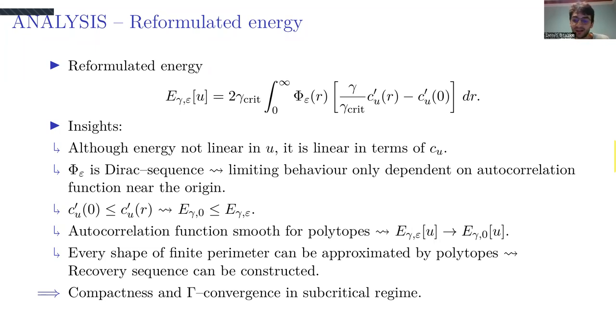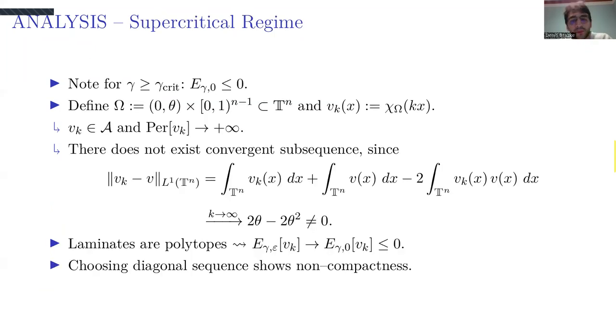So this is now basically the idea of all of the proofs. Of course, there's a little bit more detail to it, but the technical details are very minor. And for the supercritical regime, just note that E gamma zero is smaller than zero for gamma bigger than gamma crit. And so what you can do is you can always construct more laminates, basically an oscillating phase, that gives you that you are non-compact. And you can also use this to construct a sequence which makes the energy unbounded from below. But this is mostly minor technical details. And that's for the proofs.